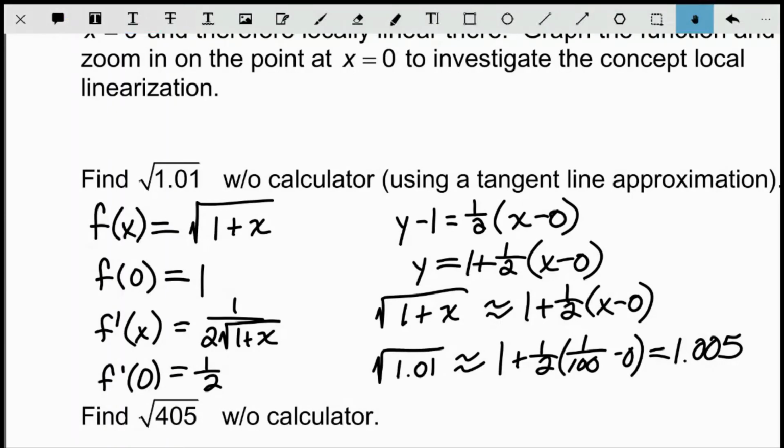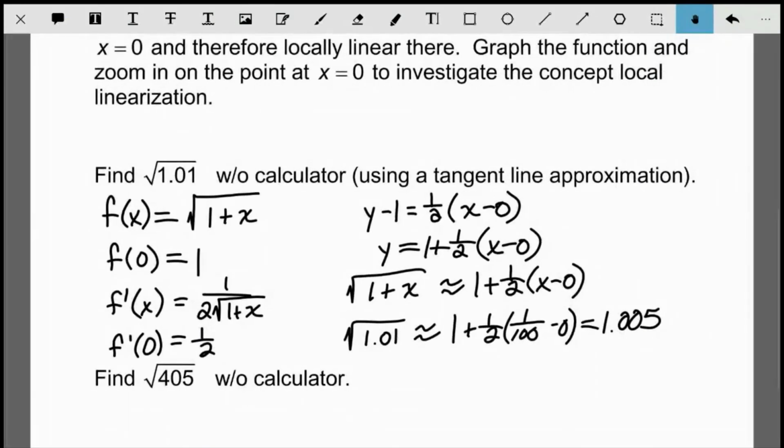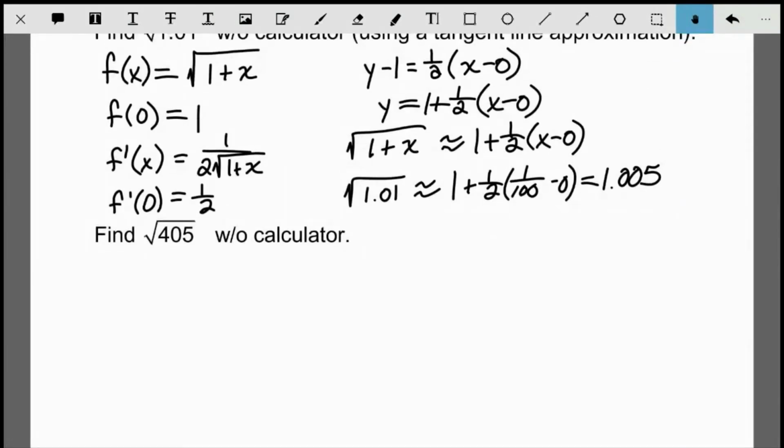So I would expect my line to be doing a really good job of approximating my function when I'm that close to the point of tangency. Okay, so there's another one here, square root of 405. I want you to pause the video and use that one above as a model. You can try to find the square root of 405 without using a calculator. So use a tangent line approximation and try to figure out what that value is. When you unpause the video, I'll show you the solution.